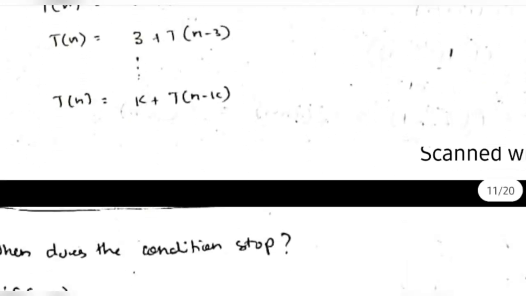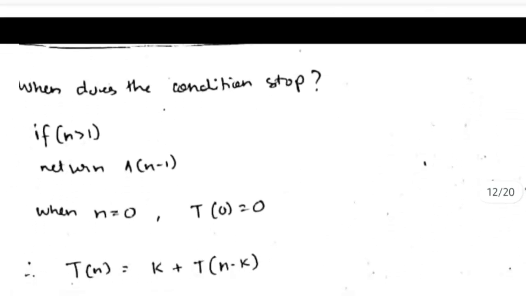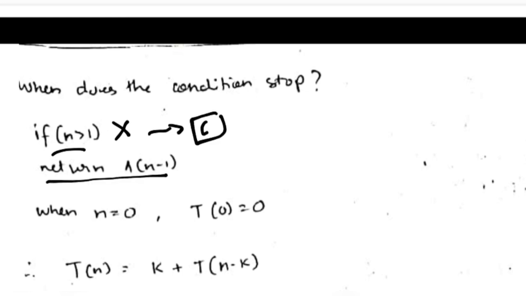Now after getting the general equation, when does the execution stop? The recursive call will stop when n is less than 1. At that time this will not be executed, just the comparison will be done. That means it will take c time and then this will not be taking place. So when n is less than 1, meaning when n is 0, the time taken will be 0.